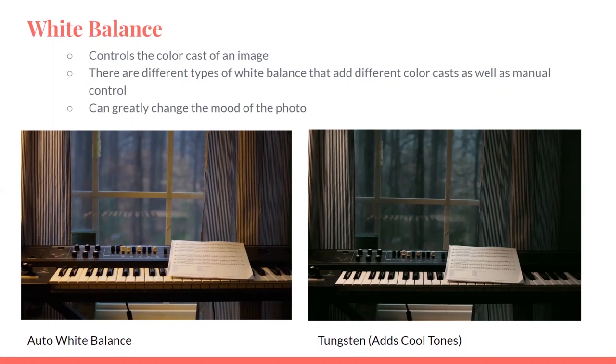The other photo I took was with tungsten, which is, I believe, a common white balance filter, which adds cool tones to the photo. The reason I switched to tungsten in this scenario was I was trying to get it to look grayer just for mood purposes. But it's really, once again, a personal preference thing. I changed it to tungsten in this case because of mood, not because it was giving me a more accurate photo.